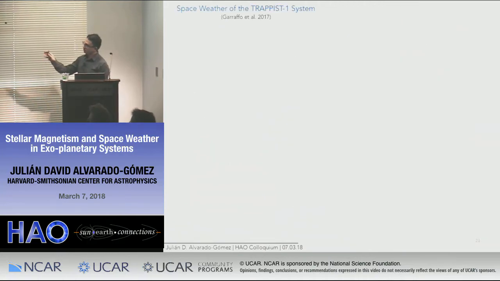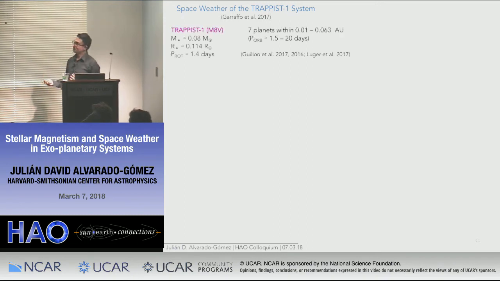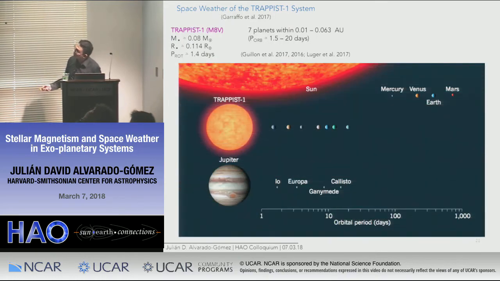I will now change a little bit to talk about the Trappist system, because this is a system that has given a lot to talk about. It's an M-dwarf star that has 7 planets very close in, with periods between 1.5 and 20 days. They are extremely packed around a very late M-type star, which is actually extremely active.